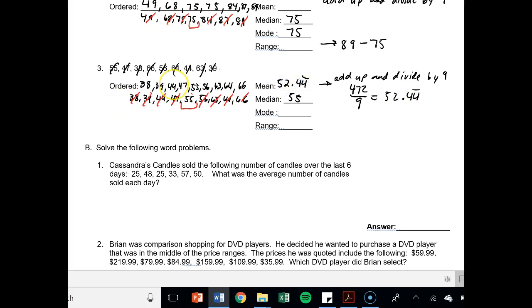The mode, there's not a single number that occurs more than once, so there is no mode. And your range is very easy. It's just the last number in your data set, 66, your largest, minus your first number, 38. And that equals 28. Right? So you should have all this work shown for those 3 problems, right?